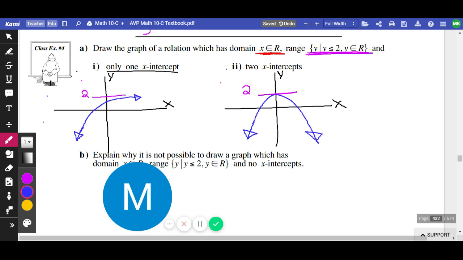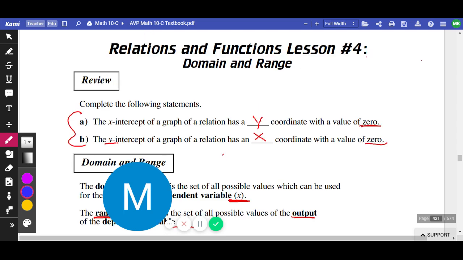You technically could draw other things. The trick here is to make sure you're forever down. You have to have an arrow going downwards at some point. If you don't, then you haven't followed the rule for range. And the range was y is less than 2.